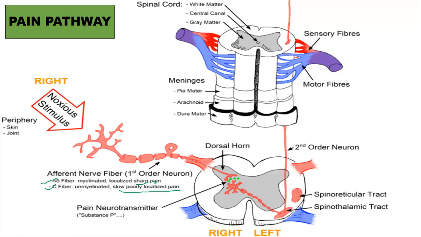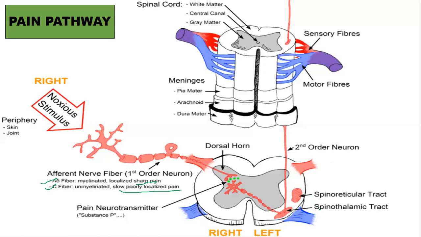It goes to the dorsal root ganglia and enters the spinal cord. Now it synapses with the posterior horn, the dorsal horn, with the second order neuron. Once it synapses with the second order neuron, the second order neuron crosses the midline and ascends as the lateral spinothalamic tract. You can see it is the lateral spinothalamic tract.